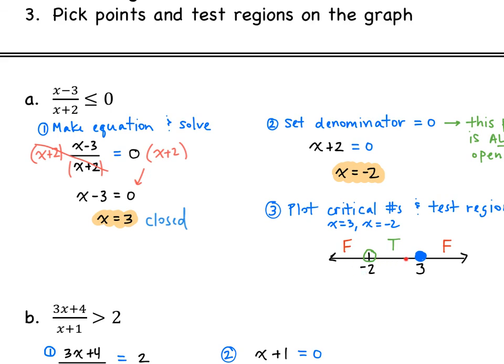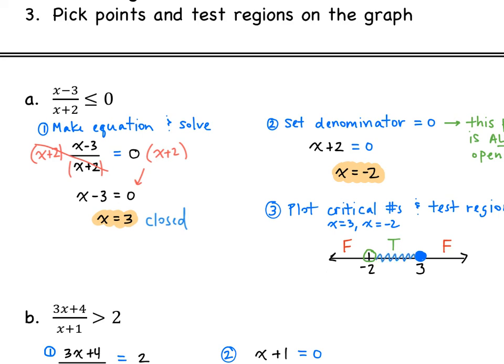In this middle section, I let x be 0. When x equals 0, we're left with negative 3 over 2, which is negative, which will be less than 0. So it's true here. And then over here, I chose when x is 4. When x is 4, I get positive 1 over 6, which is not less than or equal to 0. So it's false there. So where are we going to shade? We're going to shade in between.